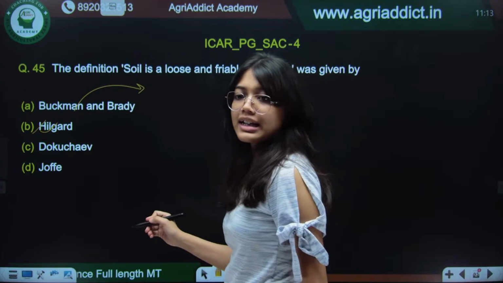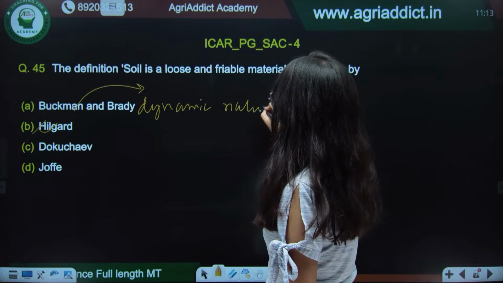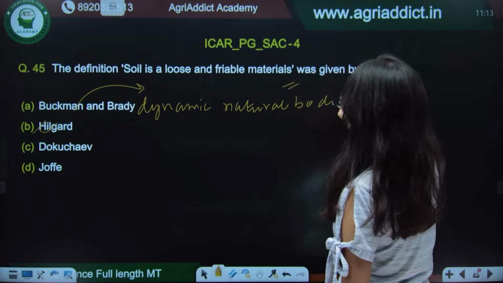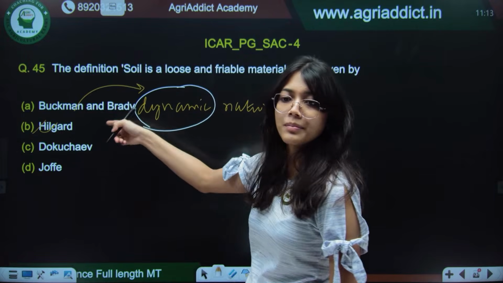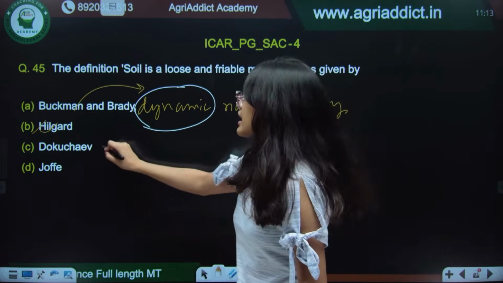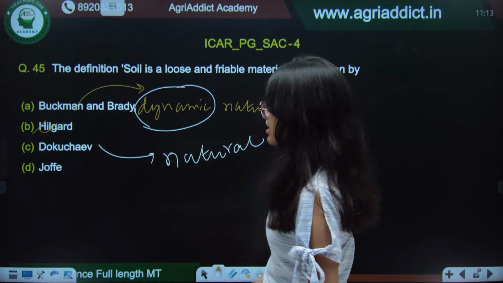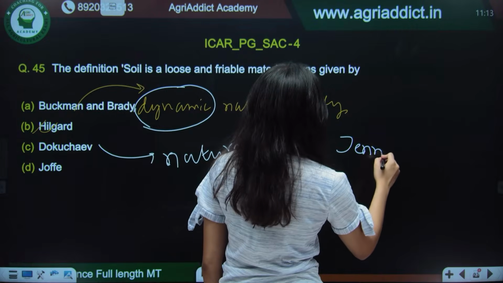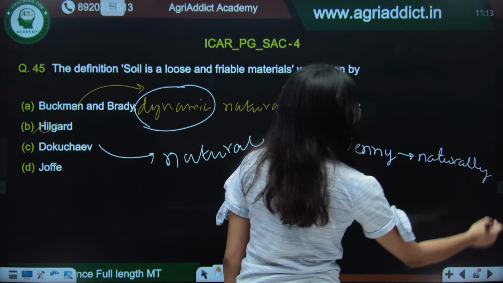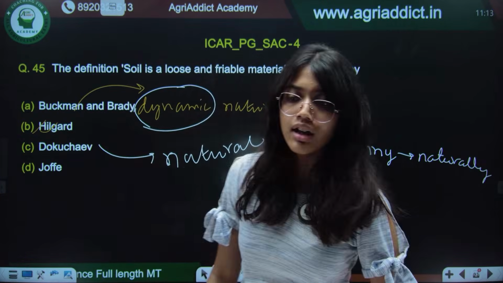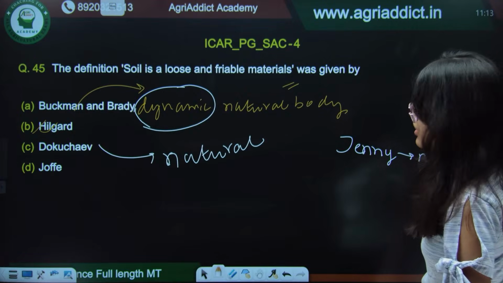So Bachman and Brady denoted soil to be a dynamic natural body. This term dynamic in the definition is very important, so you can remember it is associated with Bachman and Brady. Next, Dokuchev defined soil to be a natural body. And Jenny, on the other hand, defined soil to be a naturally occurring body. In this way, you can remember the definitions as well as which scientist gave them. Very, very important.